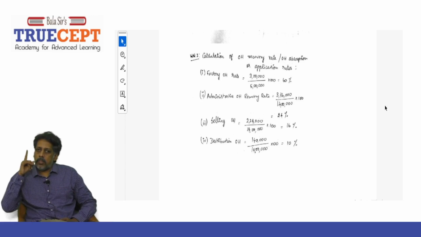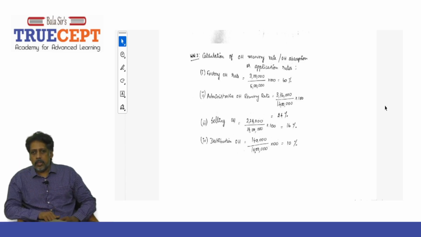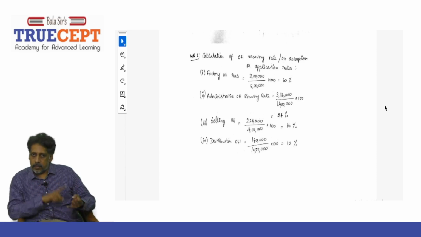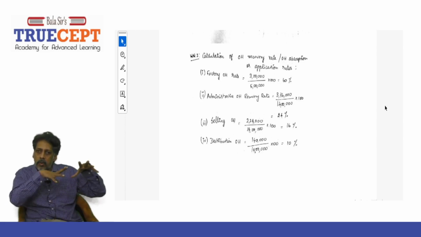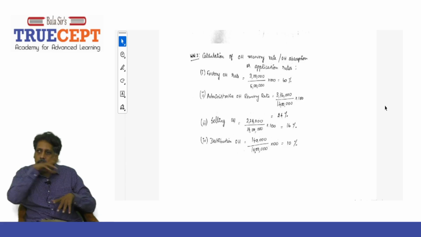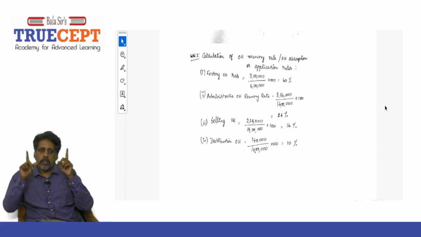So based on 1994 data, what is the amount of factory overheads? 3 lakh. What is the direct wages? 5 lakh. So 3 lakh upon 5 lakh into 100. How much? 60%. What is the meaning? That means I can say the factory overheads are 60% of direct wages. For every 1 rupee of wages, 60 paise is my overhead. 60% of 1 rupee, that is 60 paise.